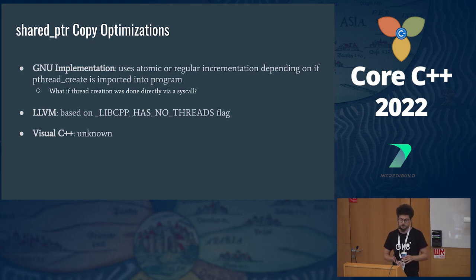Apparently, I'm not the first one who saw these issues with the copying of shared pointers, and there were a few attempts to fix this issue. So the GNU implementation has something called the locking policy, which decides whether the shared pointer implementation is supposed to use an atomic variable for tracking the amount, or a regular one. They do it based on whether the pthread, POSIX thread create function, is imported into the program.